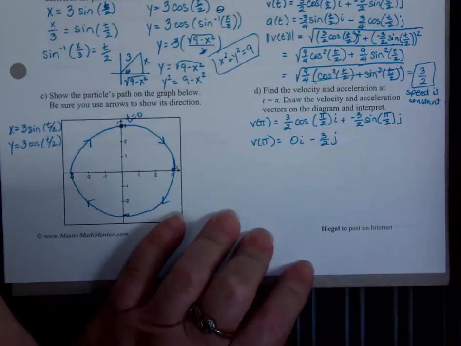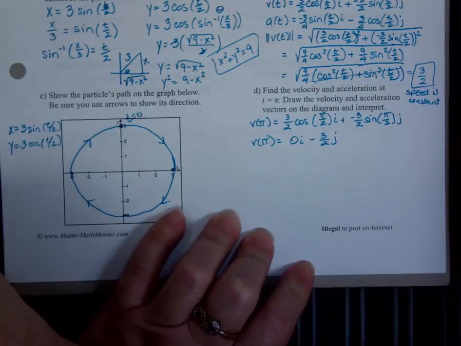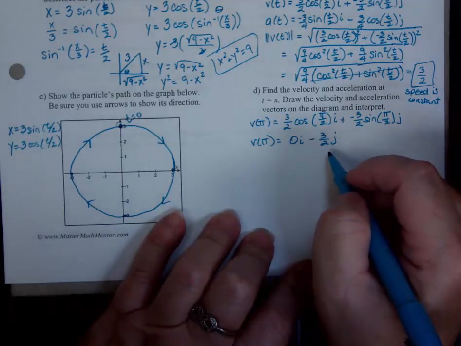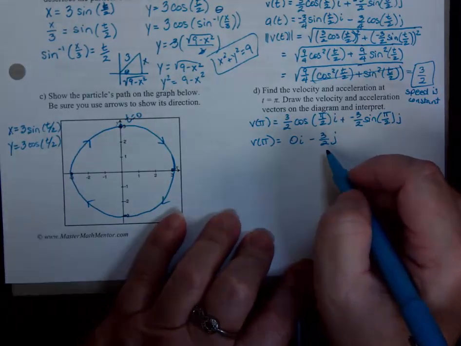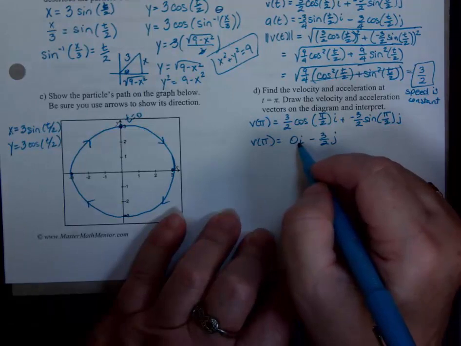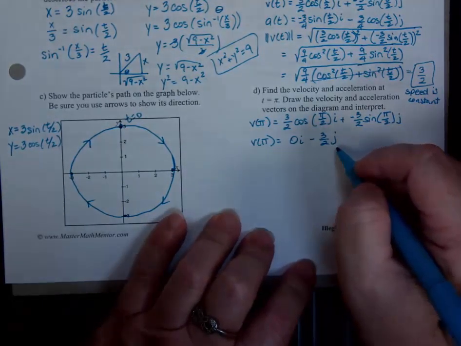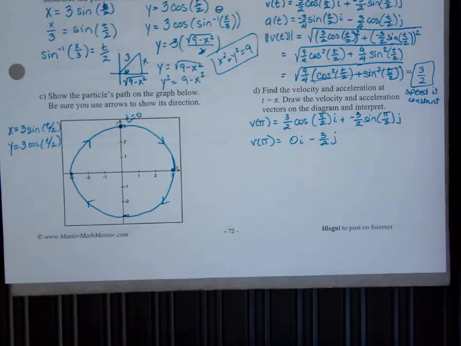It is a vector, 0i minus 3 halves j. Now, remember that this means you go across 0 and down 3 halves from pi. Now, I don't see a pi anywhere on that circle, do you? Is it 3? Negative 3? Well, where is it?